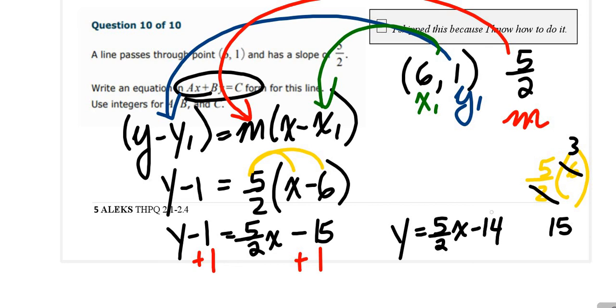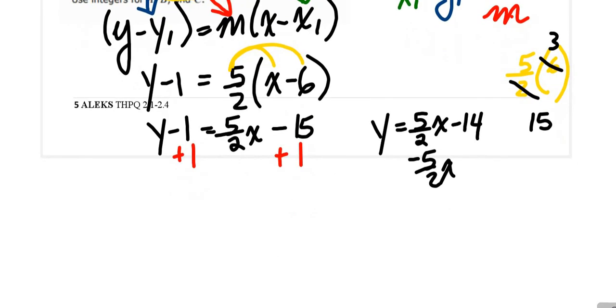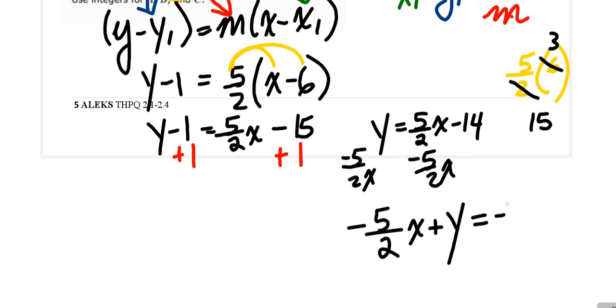Now that allows us to graph it, but it doesn't want the graph. It wants the standard form, so it wants the x back on the other side. So we're going to subtract 5 halves x from both sides. So standard form is going to be negative 5 halves x plus y equals negative 14. That is standard form. Standard form is ax plus by equals c.